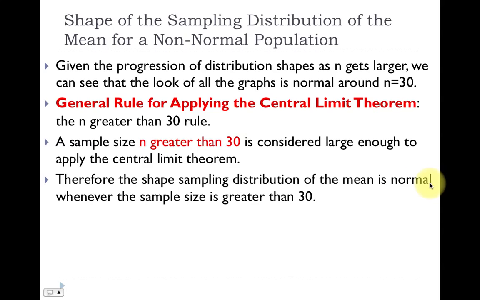Now this applies when you don't know the shape of your original population, or your original population was not normal to begin with. If your sample size is greater than 30, then you can rest assured that the shape of the sampling distribution will be normal, and that you can apply all the principles of the normal distribution to it.